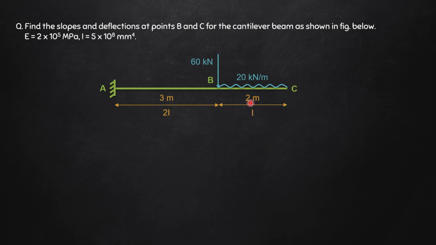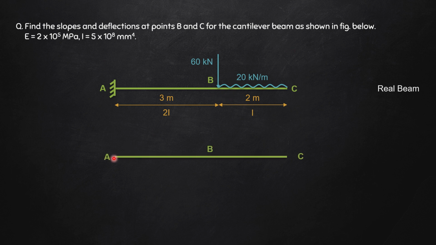Okay, now what are we asked to find? We are asked to find the slope at B, the deflection at B, the slope at C, and the deflection at C. And we will have to use the conjugate beam method to find out these four unknowns. Now, the first step of the conjugate beam method is to convert this real beam into a conjugate beam.